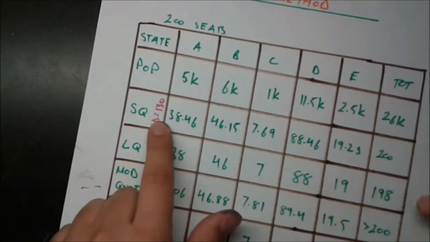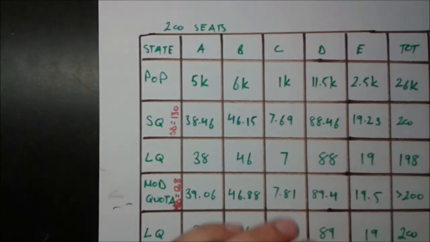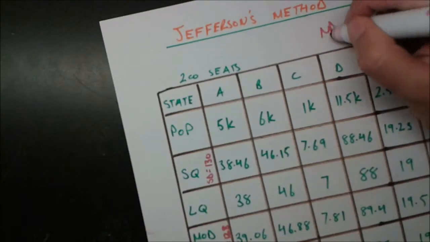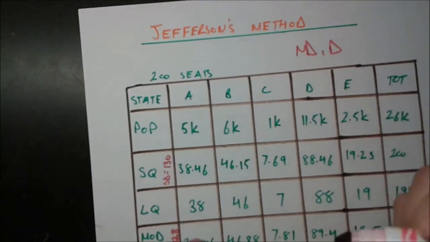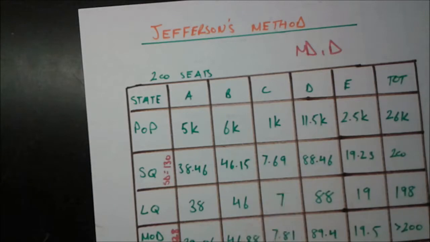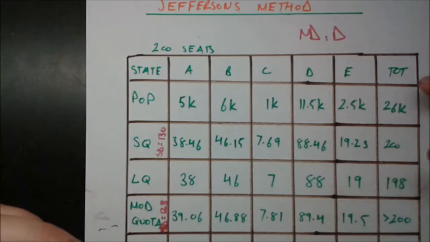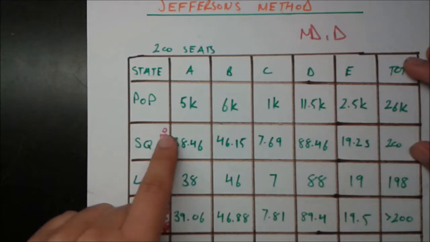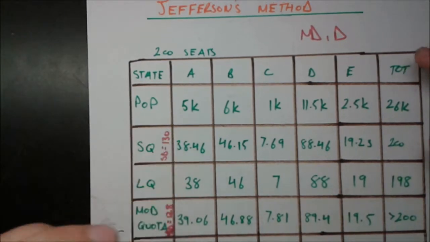So here the standard divisor was 130, but Jefferson's method said, what if we have a different divisor? It's often called MD or just D. MD is modified divisor, or D is just divisor, to distinguish it from SD, which is the standard divisor. So this divisor is not standard, but it achieves a different purpose. The standard divisor was used to tell us how many people are represented by each seat. But that's just kind of an arbitrary number.